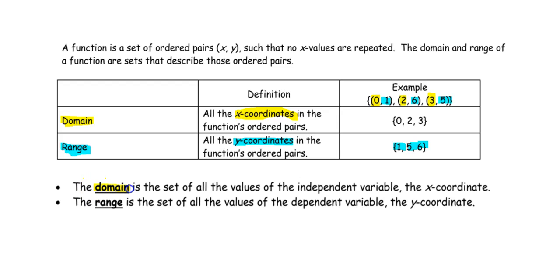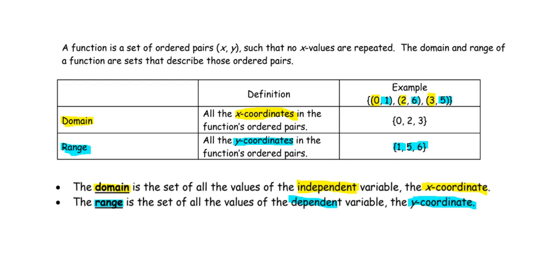Our domain is going to be the set of all the values of the independent variables. So those independent variables that we just talked about, the ones that we define, which are our x coordinates, we now call those the domain. And then on the other hand, we call our range the dependent variables, which are the y coordinates. So now when we think x, we should think domain. X, input, domain. Y, range, output.